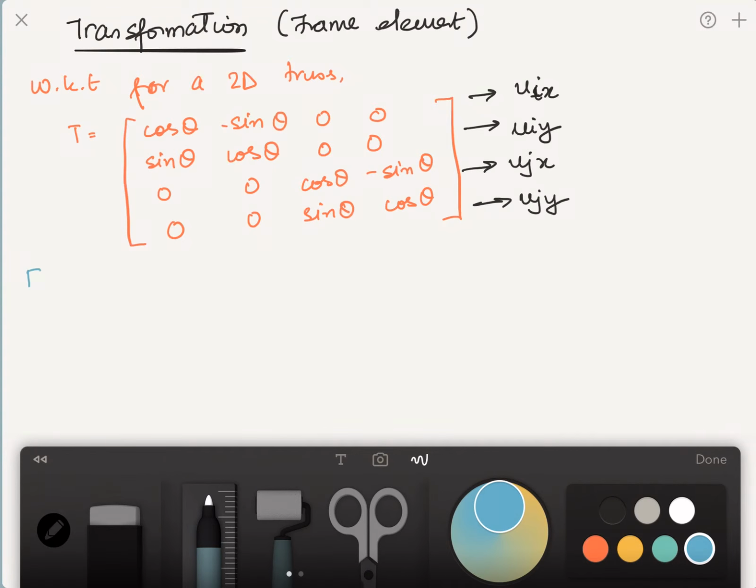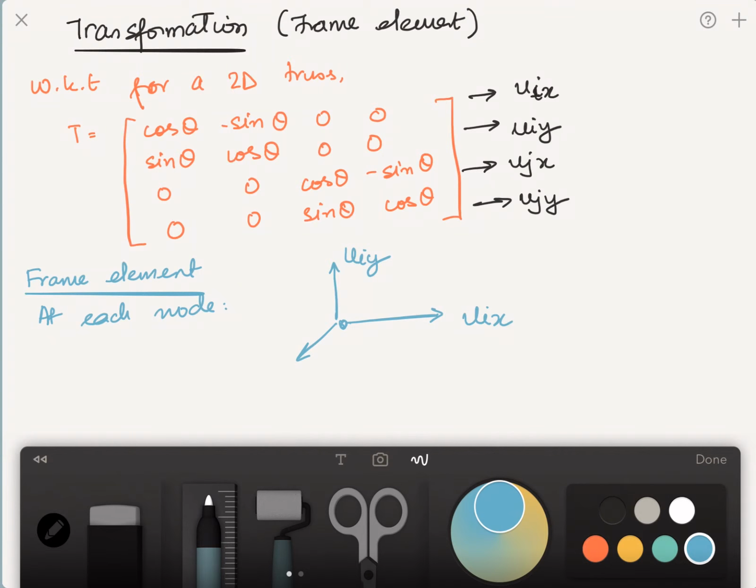Now what has happened with the frame element? At each node, you have a UIX, you have a UIY, but you also have a UIZ, which is the out of plane. This UIZ is actually a rotation acting about the out of plane axis Z.